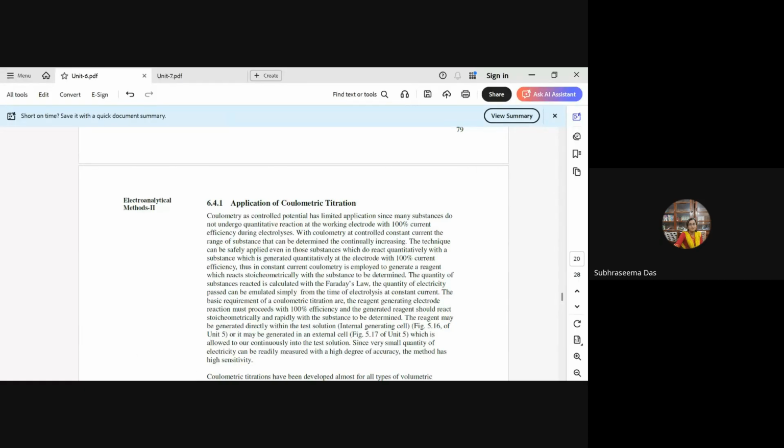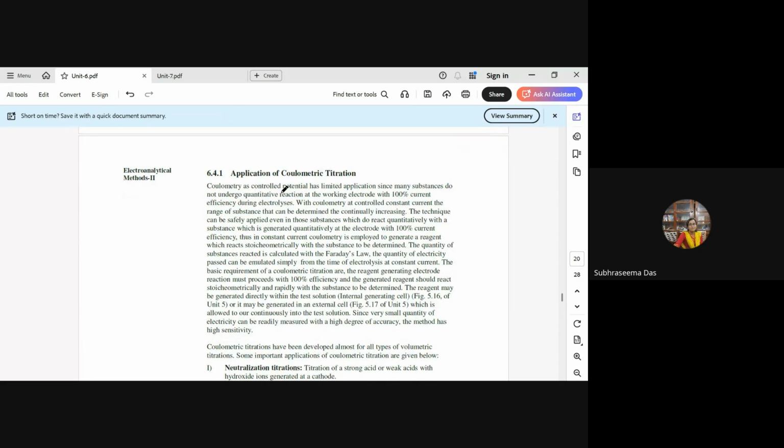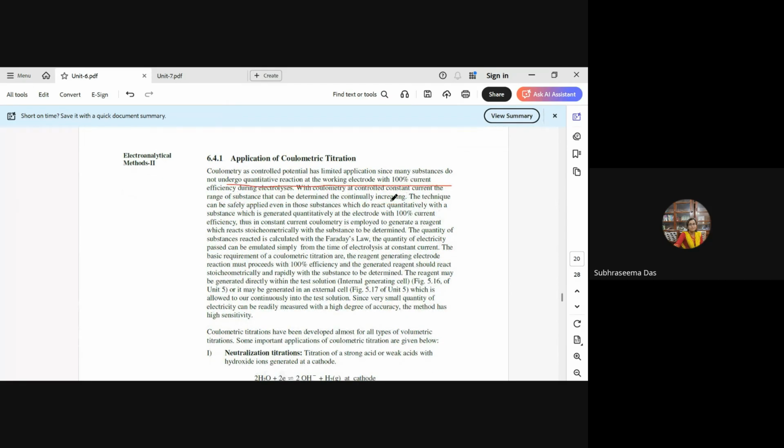Now coming to application of coulometric titration. Coulometry at controlled potential has limited application because many substances do not undergo quantitative reaction at the working electrode. So with coulometry at constant current, the range of substances that can be determined is found to be continually increasing.